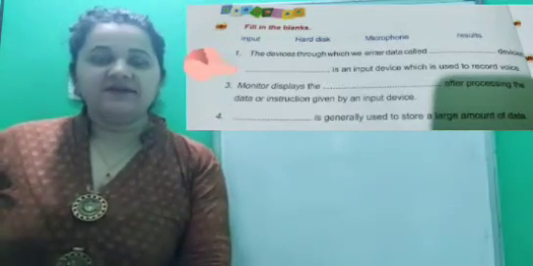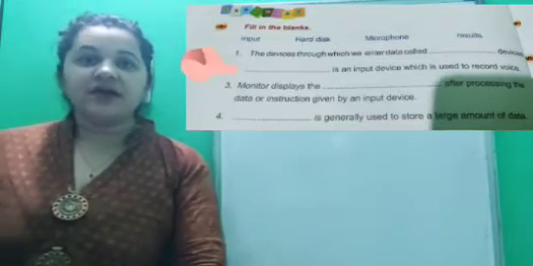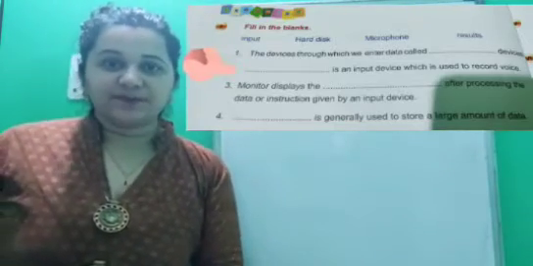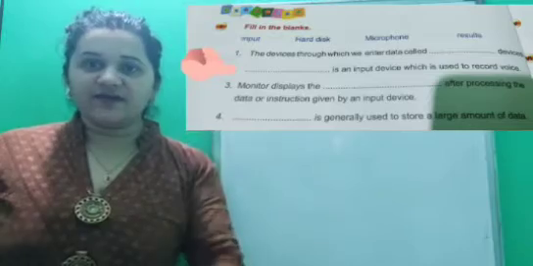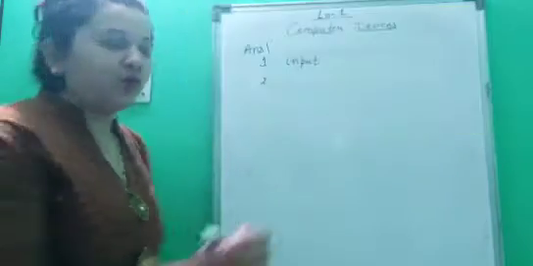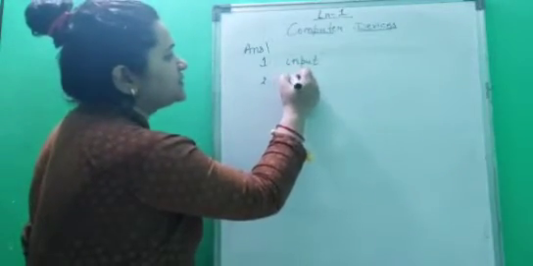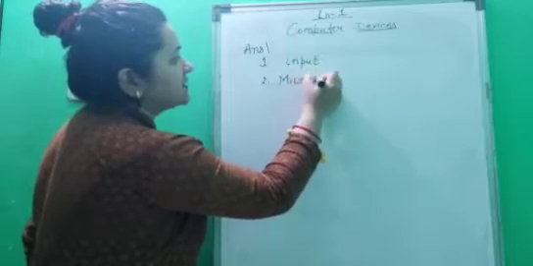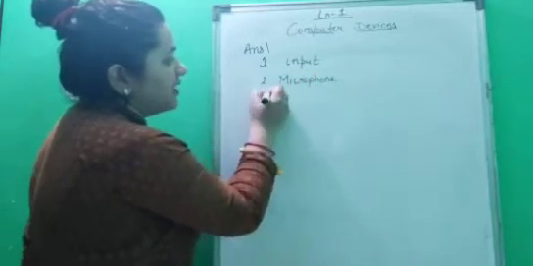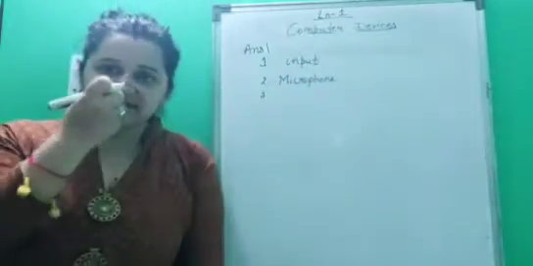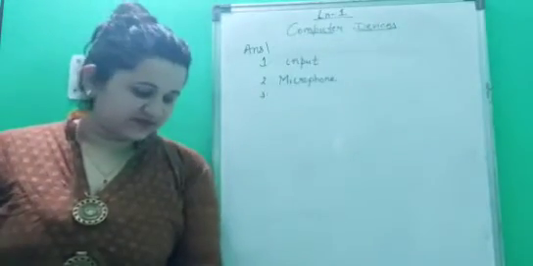Second: dash is an input device which is used to record voice. We have studied a few examples of input devices. One of them is the microphone. So the microphone is an input device. It records our voice and stores it in the computer system.